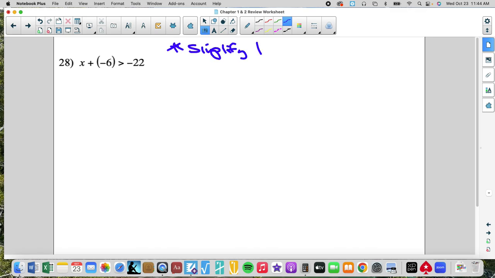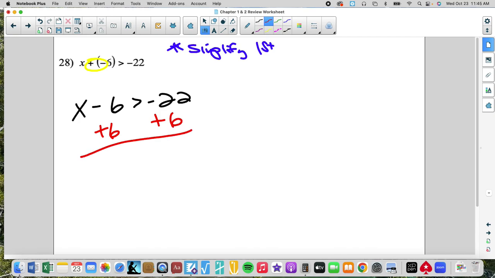Simplify. First, I have double signs. I don't care for double signs. I'm going to rewrite it. And now I need to get rid of the -6. I'm going to add 6 to both sides. I am left with x is greater than -16. I had to borrow. 6 from 12 is 6.